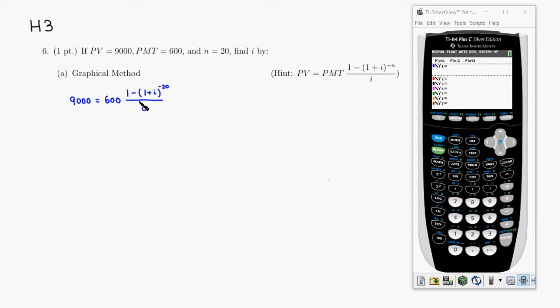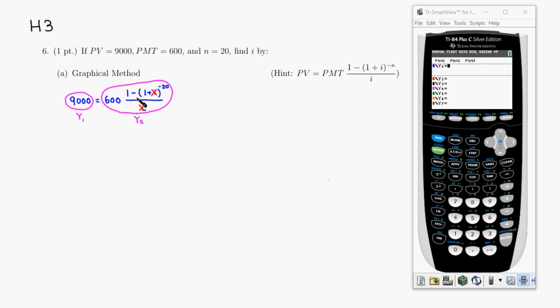What we're going to do is sketch the graph of the left-hand side, which I'm going to call Y1, and the right-hand side, which I'm going to call Y2. Since the calculator uses X, instead of I, I'm going to use X here. All right, so let's do that.